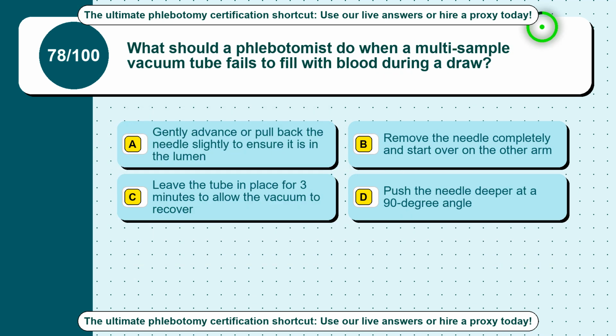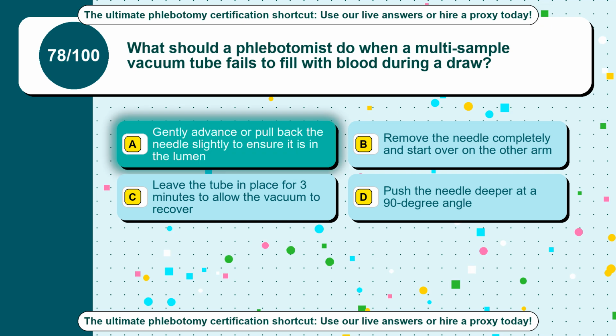Question 78. What should a phlebotomist do when a multisample vacuum tube fails to fill with blood during a draw? Option A, gently advance or pull back the needle slightly to ensure it is in the lumen. Option B, remove the needle completely and start over on the other arm. Option C, leave the tube in place for 3 minutes to allow the vacuum to recover. Option D, push the needle deeper at a 90-degree angle.